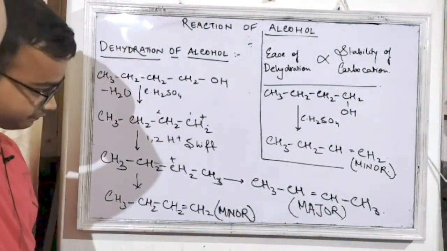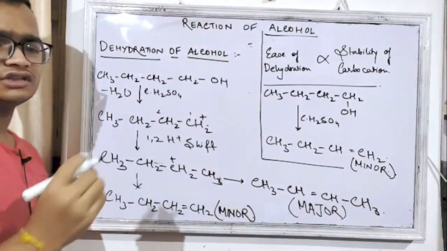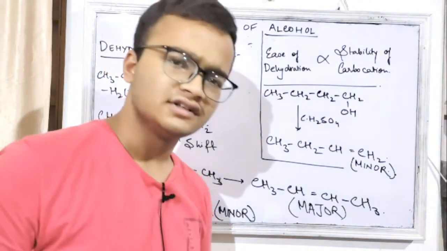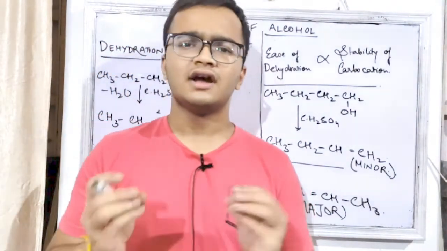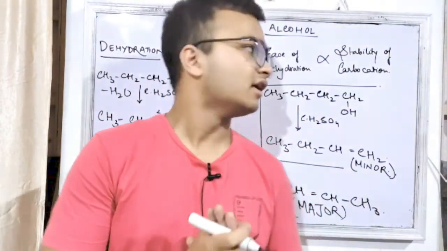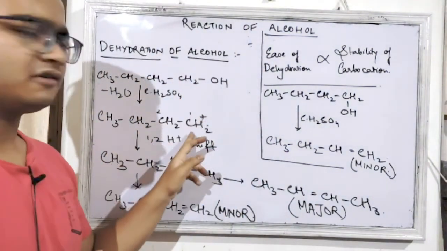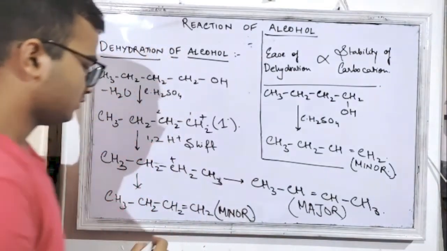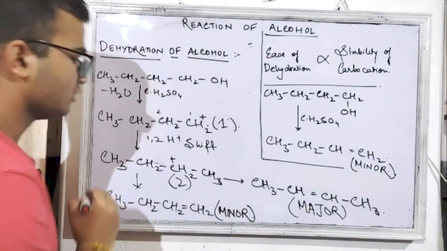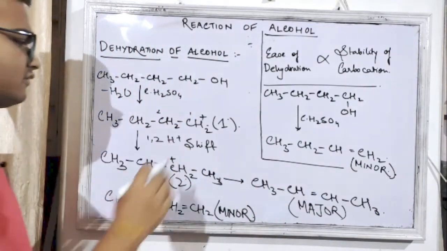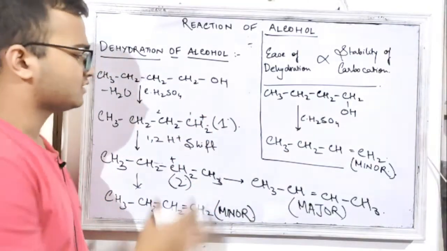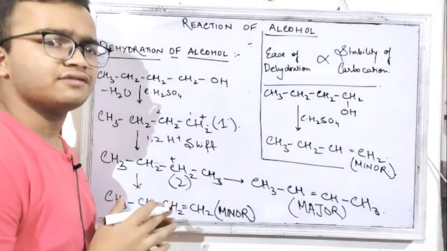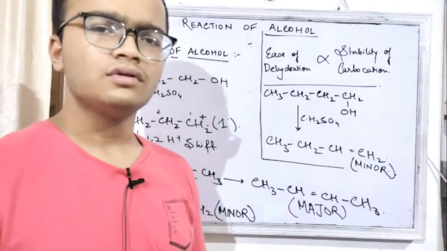So you have to do nothing, you just have to follow the mechanism. When you add concentrated sulfuric acid, at first water is eliminated, as a result of which a 1 degree carbocation is formed. So you can write here 1 degree, and this one is 2 degree. After the formation of the 1 degree carbocation, there is a possibility of the formation of a 2 degree carbocation by the 1,2 hydride shift.